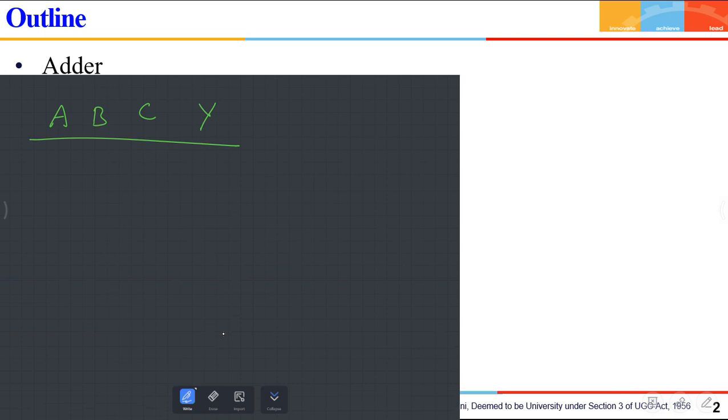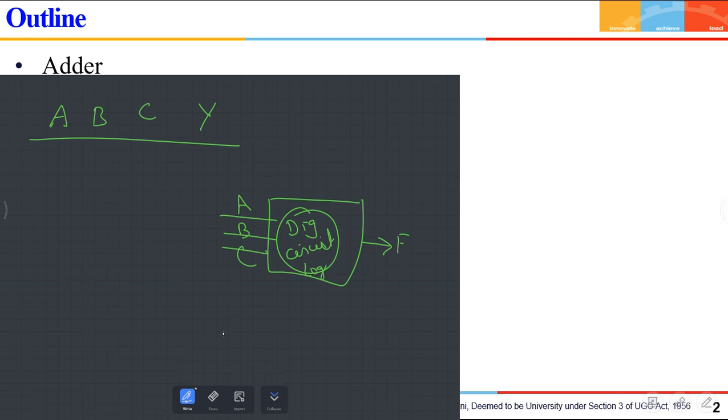See, I have a digital circuit like this. I'm just writing it as a black box here. This is my input, and this is going to be the output. And this is your digital circuit, or call it a logic circuit, whatever it is. The truth table is nothing but the behavior of this. Suppose I want to see what is my output F for various combinations of ABC.